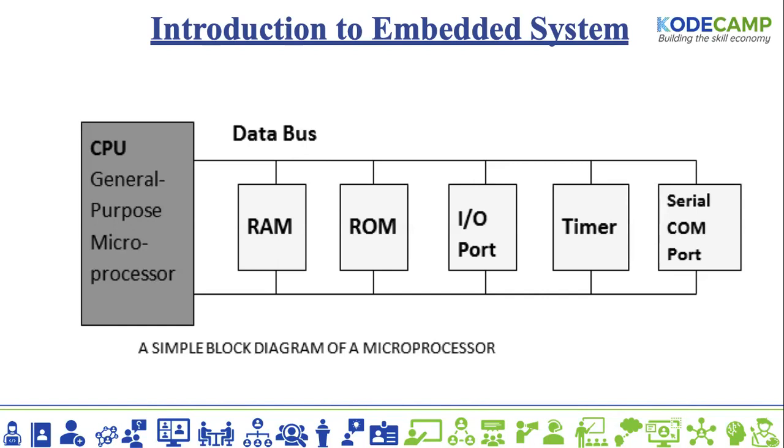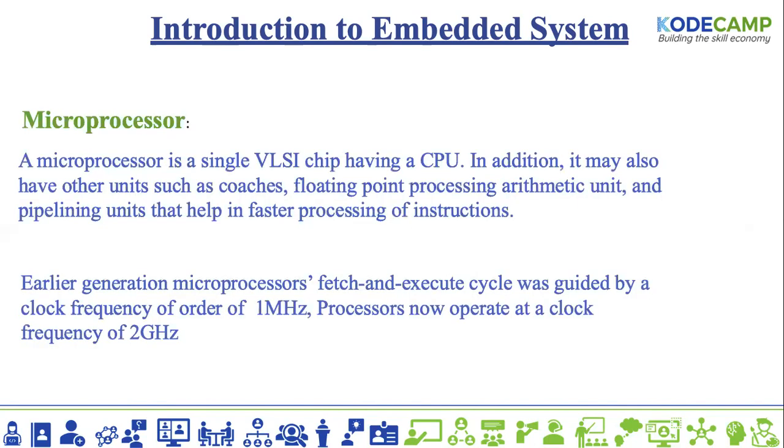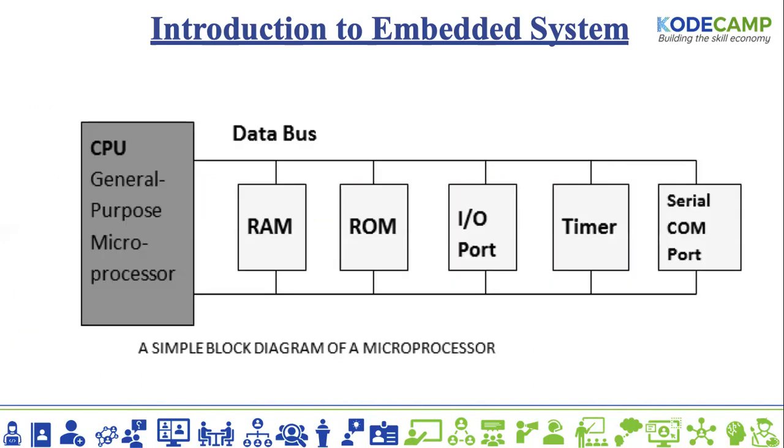It also has a timer, which is used in running its sequence. And remember what I said, that it has a pipeline unit, which helps in running faster. That comes with the serial port, where it does its serial communication. So that's just the block diagram for the microprocessor. Let's move to the microcontroller.